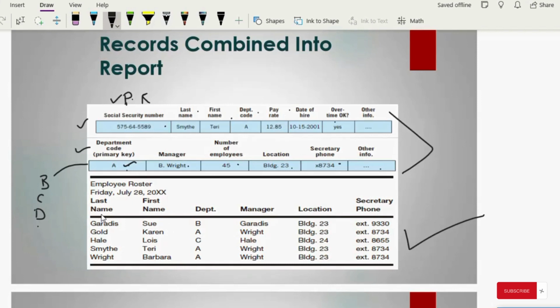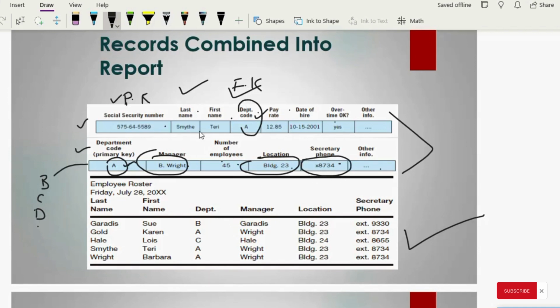Can you see, the first name and the last name of the employees will be extracted from this employee record file, and the department from here, and it will be matched with this department over here, right? So this one is a foreign key. Then the manager information will also be extracted from here, the location from here, and the contact number from here.